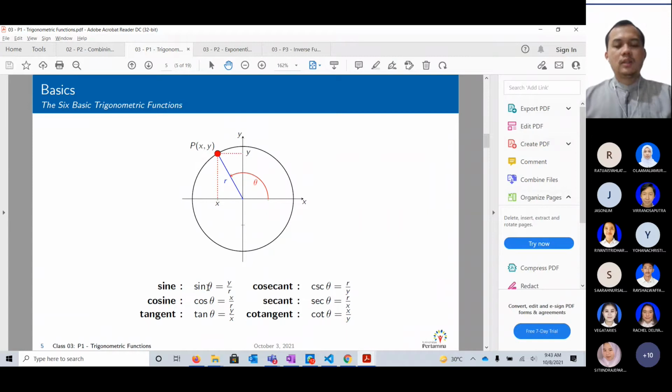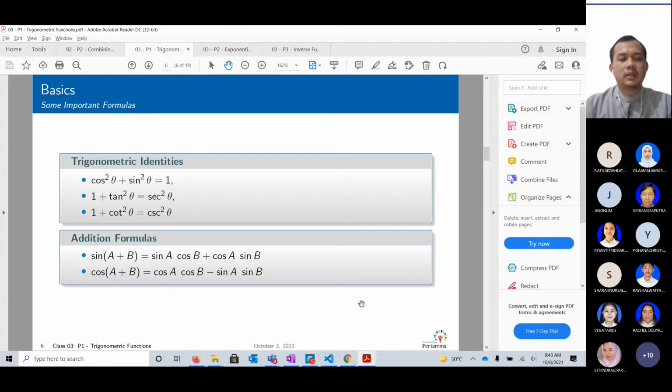What is sine of theta? Sine of theta is the magnitude of y over the radius. Cosine theta is x over the radius. Tangent theta is y over x. And cosecant is basically 1 over sine. Secant is basically 1 over cosine, and cotangent is basically 1 over tangent. I believe you know this from your high school, so let me skip it.